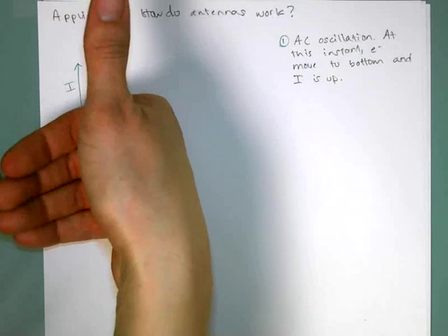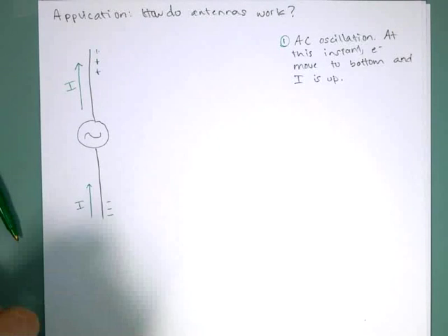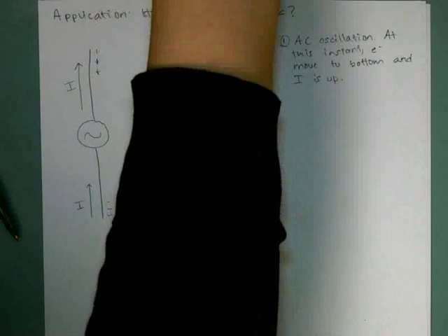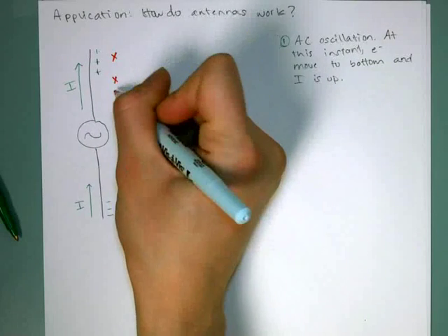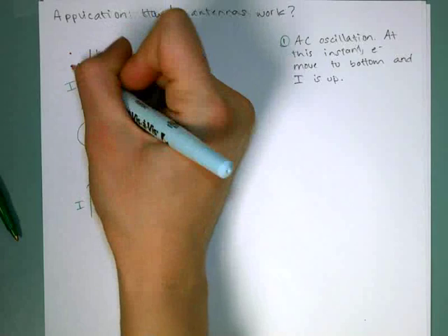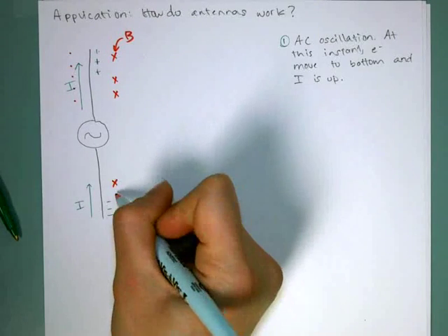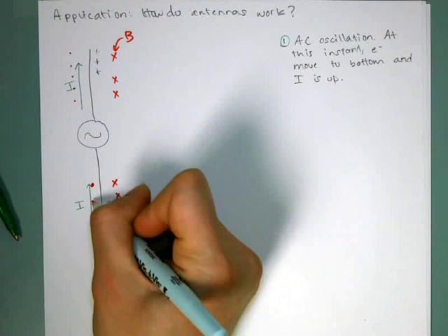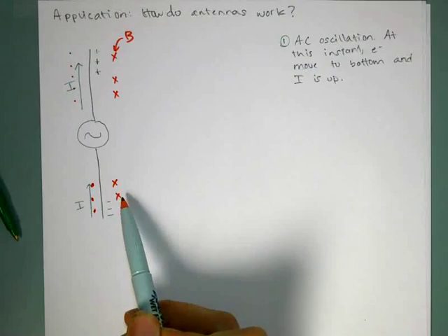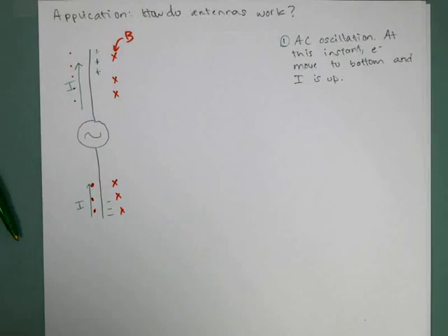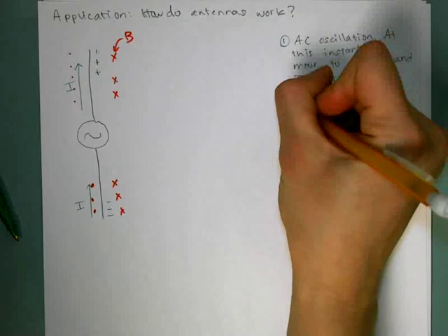If I put my thumb in the direction of the current, my fingers are going to wrap in the direction of the magnetic field. And so what I see there is that the magnetic field associated with this is going to look something like that. So that is the B. It's wrapping around so that it's going into the page on the right-hand side of the wire and out of the page on the other end of the wire.